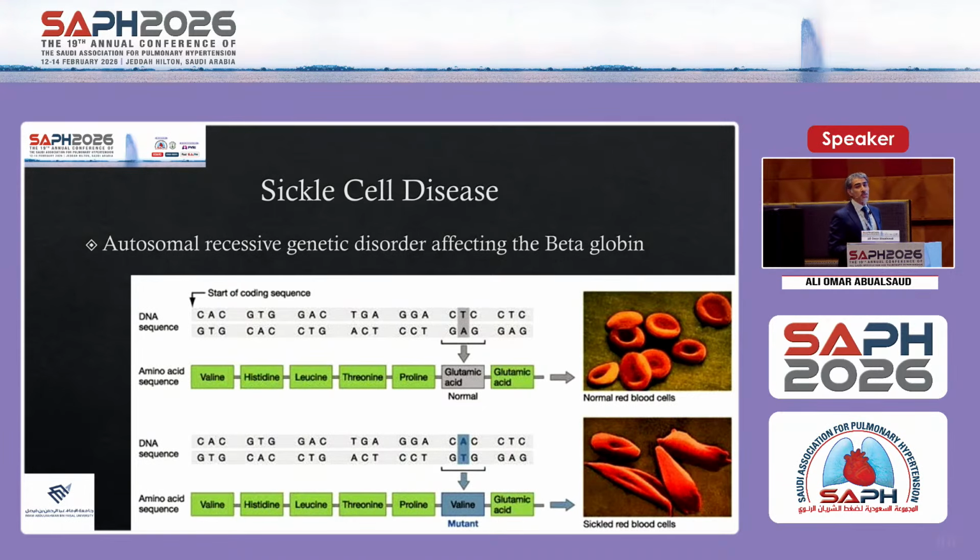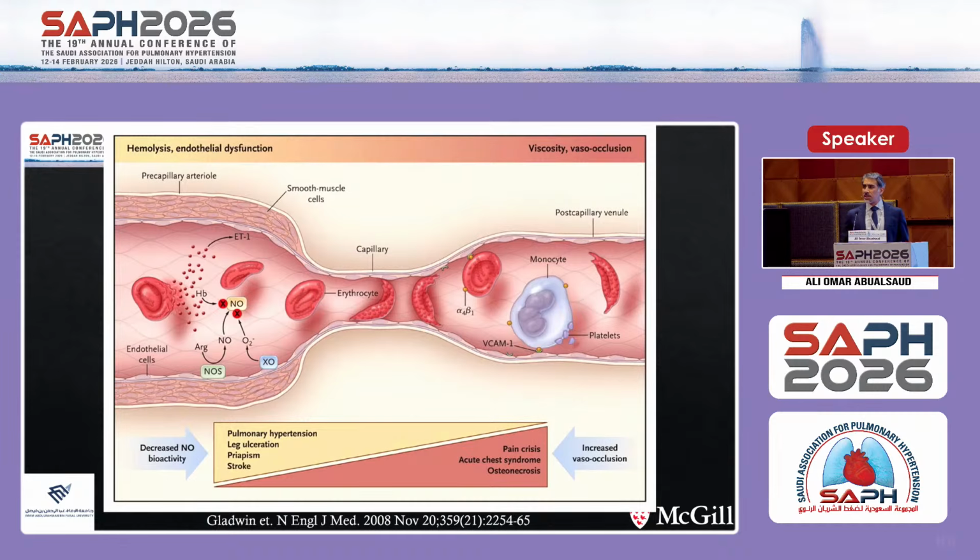So, just briefly, sickle cell disease, as many of you know, is an autosomal recessive genetic disorder affecting the beta globin, where there's a replacement of glutamic acid by valine. That makes these cells prone to changing shape into a sickle, or sickling, or breaking down with hemolysis. It is a multisystem spectrum of disease with multiple proposed pathophysiologies of how it affects various parts of the body.